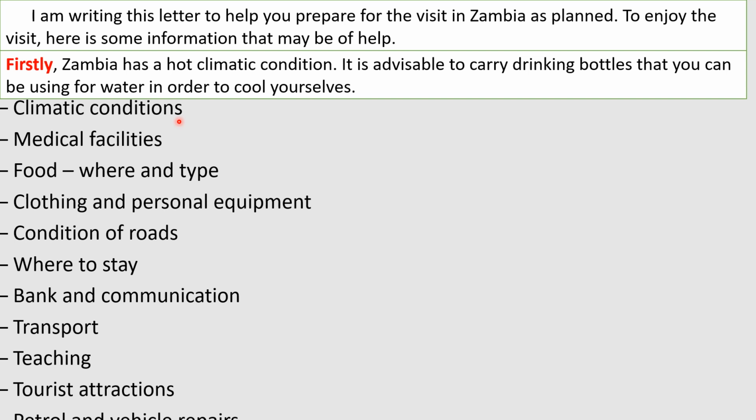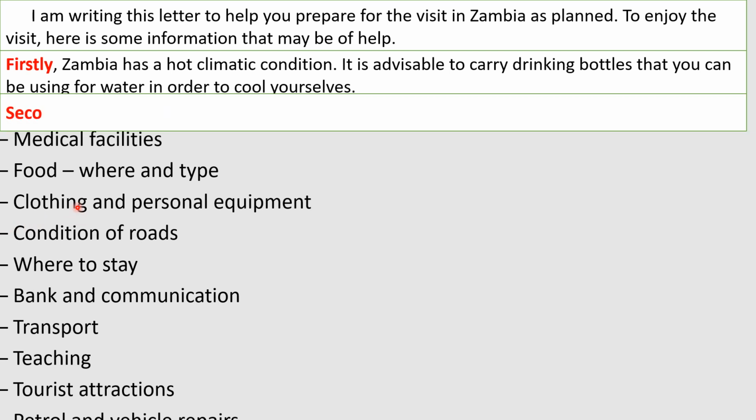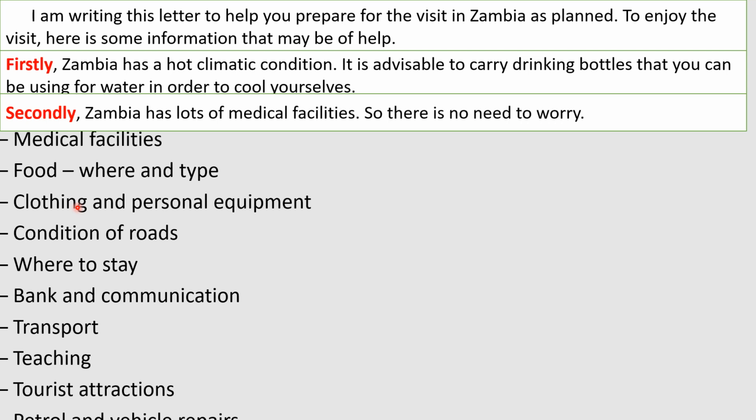Next we talk about medical facilities. So this is my second point. So I can use the word secondly to show that it is my second point. So I'll write: Secondly, Zambia has lots of medical facilities, so there's no need to worry about medical facilities. You can expand it if you want, but even like this, it's okay.